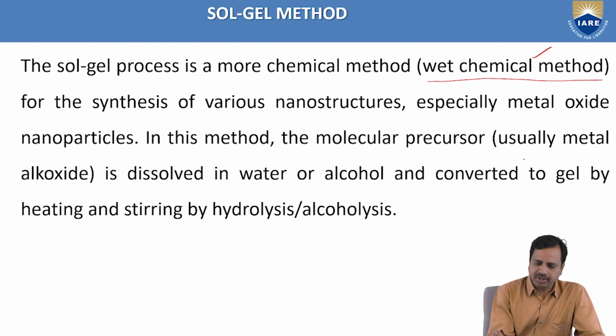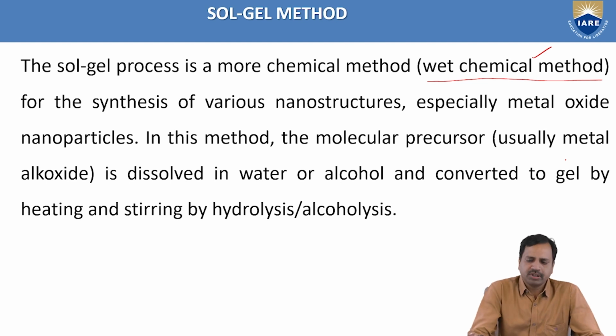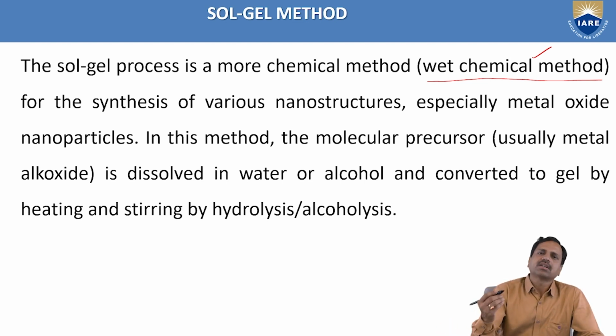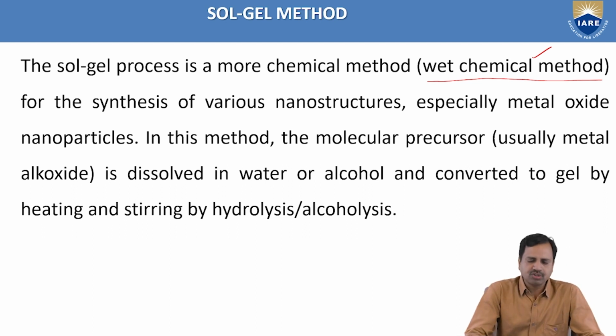The molecular precursor is usually a metal alkoxide. Suppose you want to synthesize titanium dioxide, we can take titanium propoxide. Suppose you want nickel, we can take nickel isopropoxide. The precursor should be in alkoxide form. First, in this method, it has to be dissolved in water or in an alcohol, based upon the dissolution capacity of the precursor material. We have to take the precursor and dissolve it in water or any solvent.